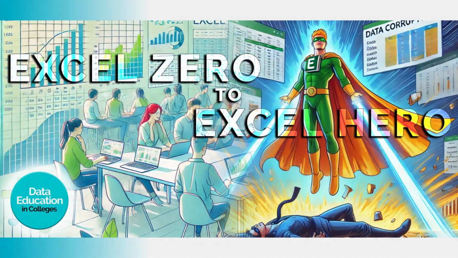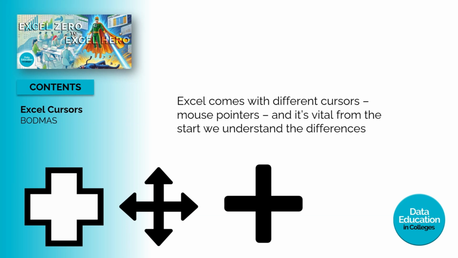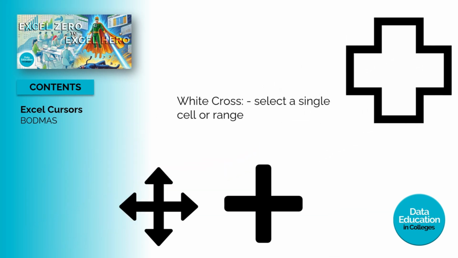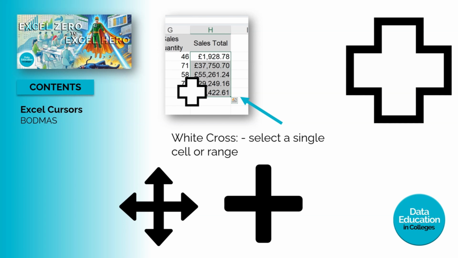Okay, so Excel cursors. We've got different mouse pointers within Excel, and it's really vital we understand the differences between them. The first one, the white cursor, is just for selecting a single cell or a range. As it is in the little screenshot, just hold down and drag.